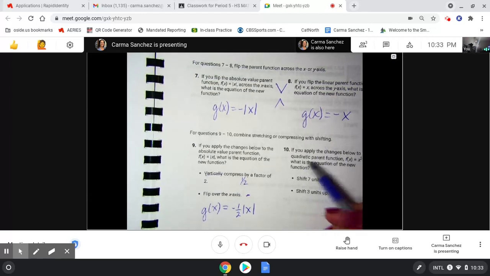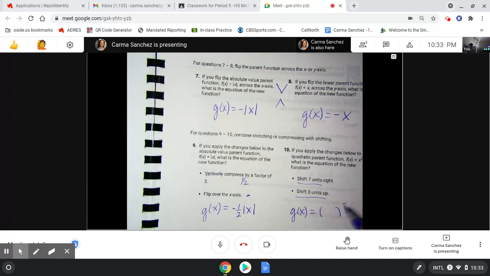Finally, number 10, shifting 7 units right and 3 units up. Original function is x squared. So here I go, g of x equals, something's going to happen to the inside with the x and something happens at the end. Shifting 3 units up, shifting 7 units right, and we're done.